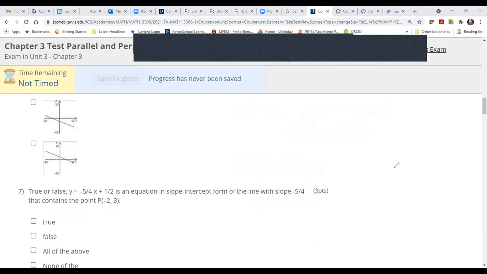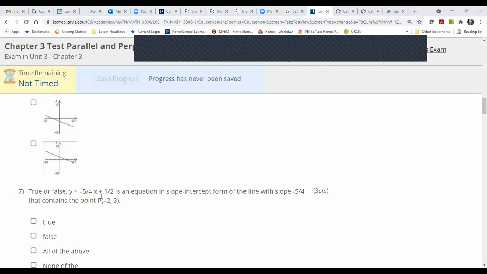Okay, so number 7. True or false? So this is the intercept point, right? So the slope of the line is correct, right? Okay. Now the slope is correct, and then does it contain the point? Yeah. So if you want to check if it contains the point, you need to substitute into this one here, right? Okay.